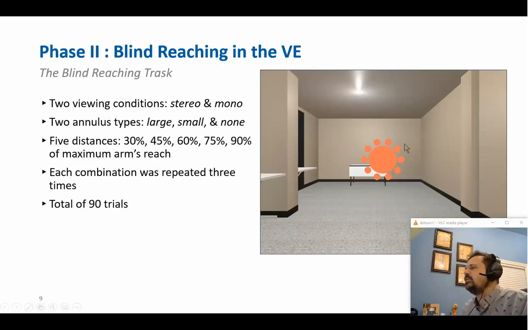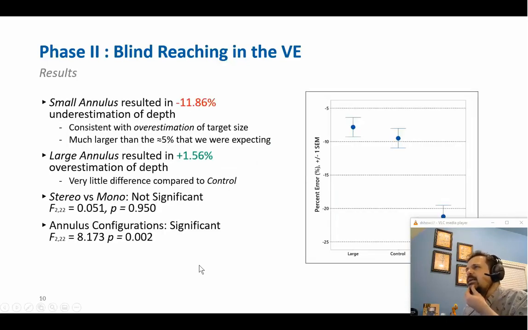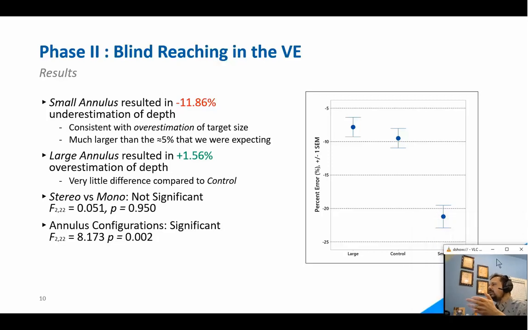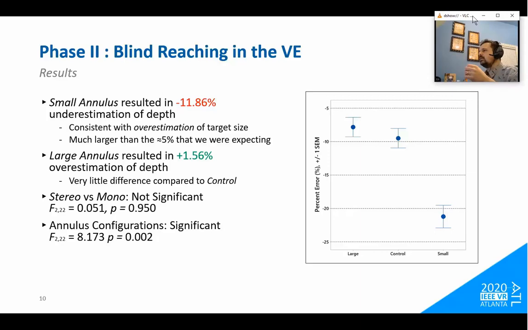This is our lab, and here is the small annulus configuration. And what we found after they completed their trials was this right here. So interestingly enough, there was a very strong effect of annulus size on reach depth for the small annulus configuration, but not for the large annulus configuration. So this is really interesting because we both are and aren't seeing an effect of the Ebbinghaus illusion on depth judgments, but it seems to be contingent on the annulus type that you're testing, which is really fascinating.